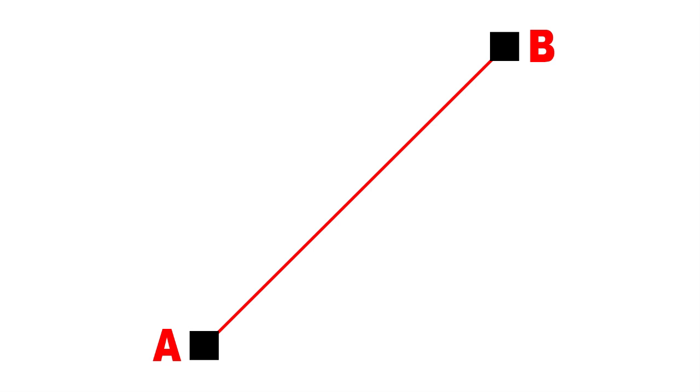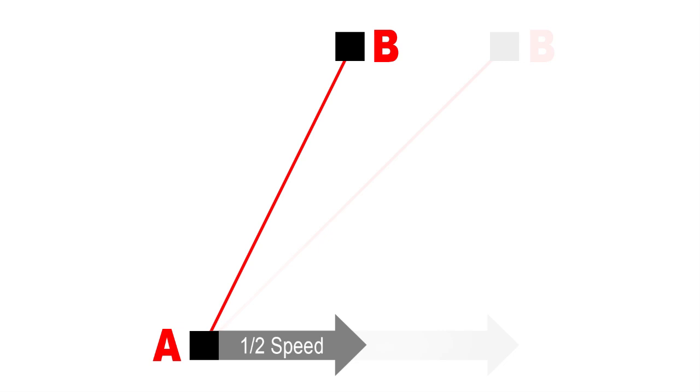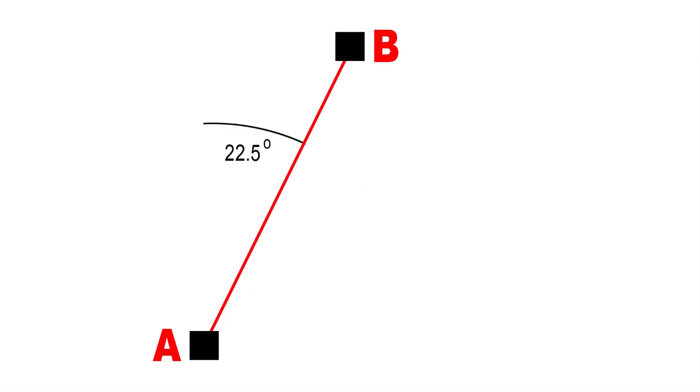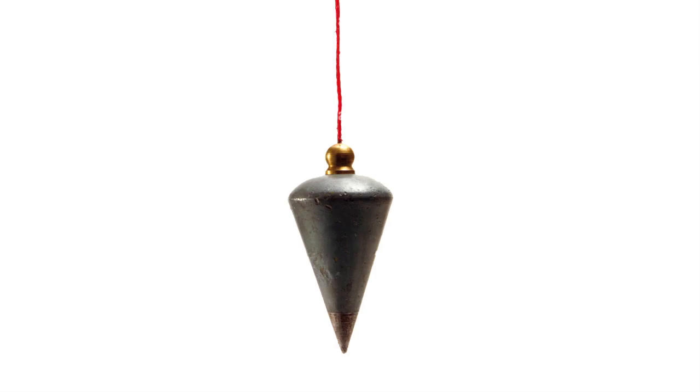In this example, the vertical and horizontal motions are both at the same velocity, so the new vector will be at 45 degrees relative to them. If we were to keep the vertical motion the same speed, but half the speed of the horizontal motion, the object would still travel in a straight line from A to B. However, the new direction of travel would be at 22.5 degrees. The plumb bob shows us the direction of travel.